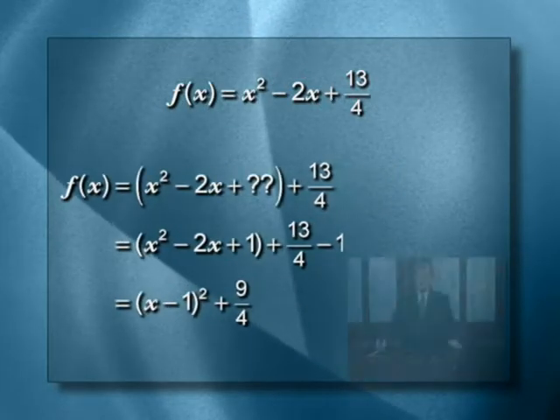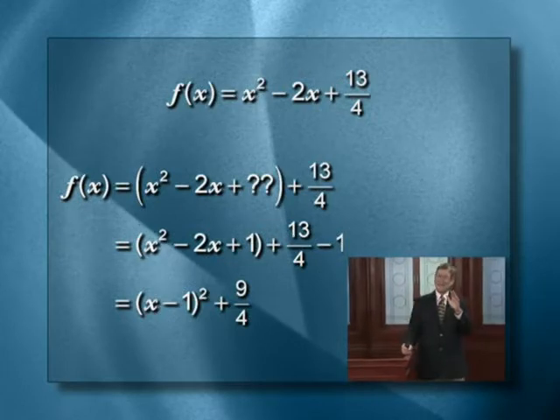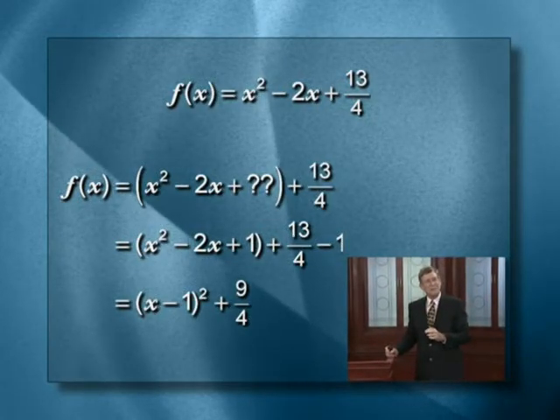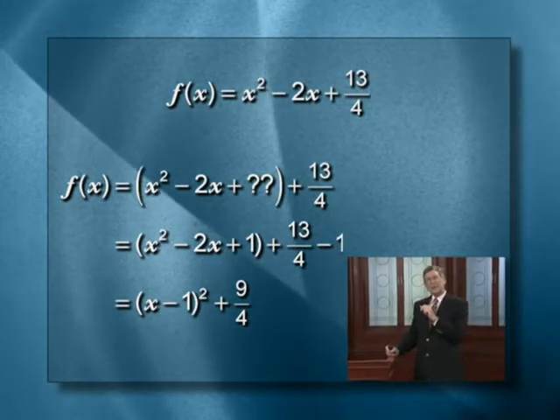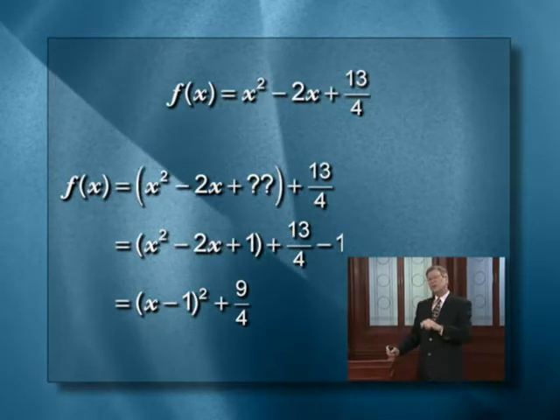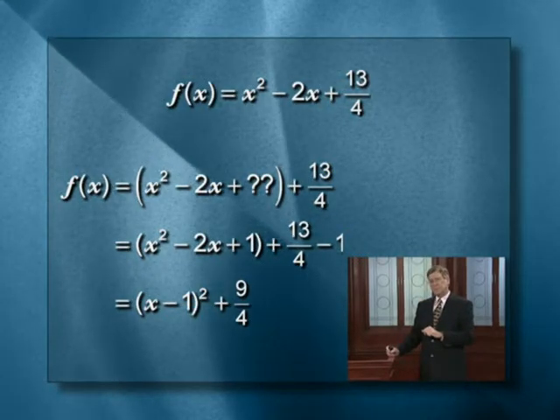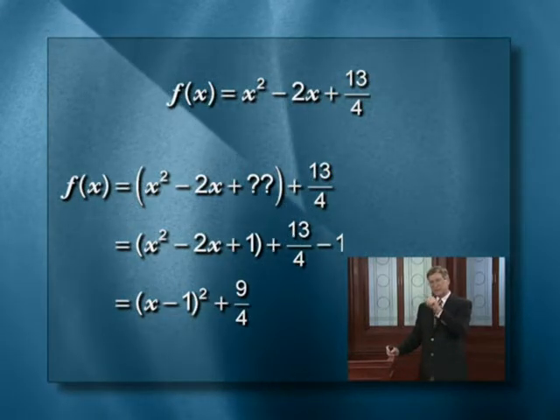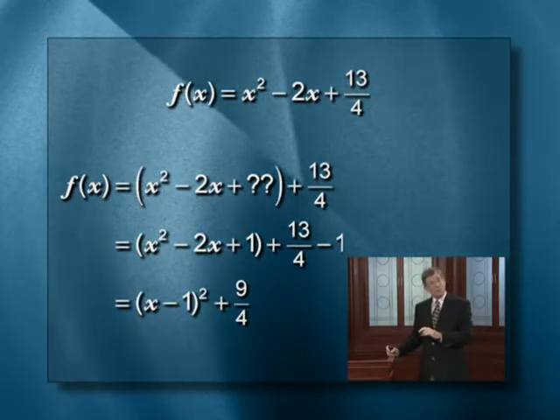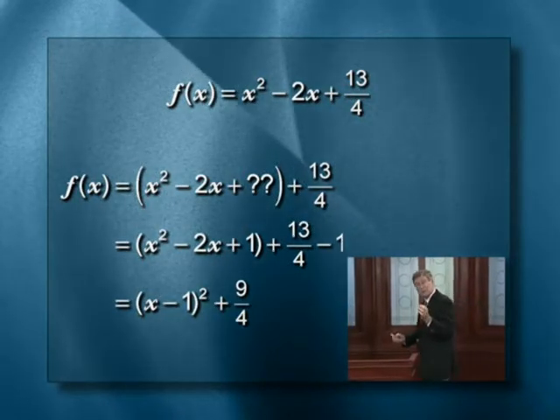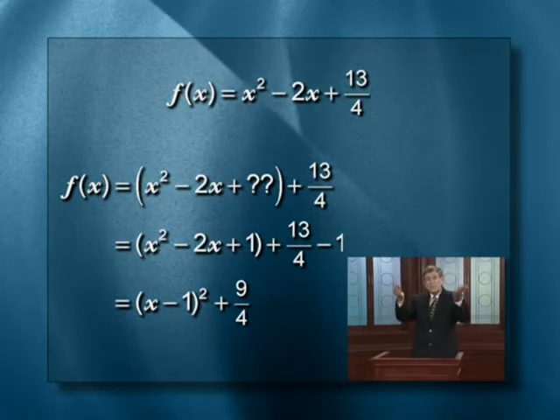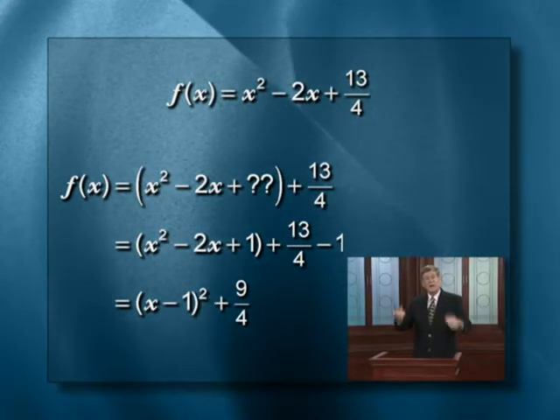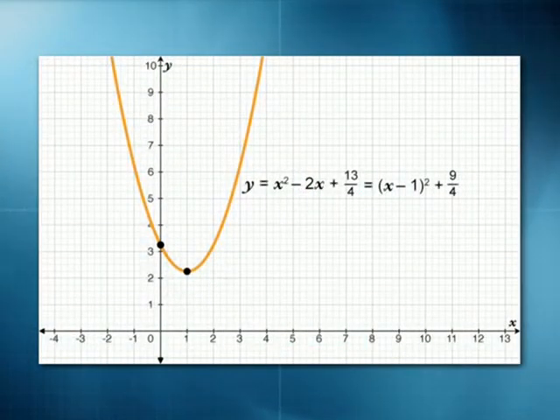9/4. Well, this is an interesting version of that original quadratic polynomial, because look what happens here. What's the smallest f of x can be? Well, if x is 1, then you get 0 squared plus 9/4, or 9/4. And for any other value of x, it's bigger, because you're adding a positive number to 9/4. In other words, this parabola has a vertex at 1, 9/4.